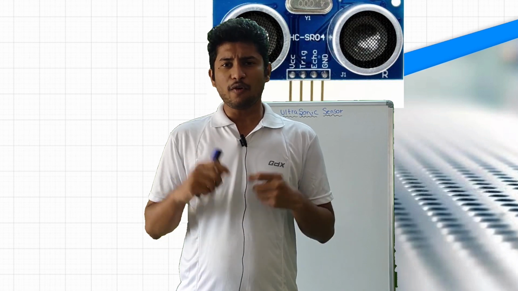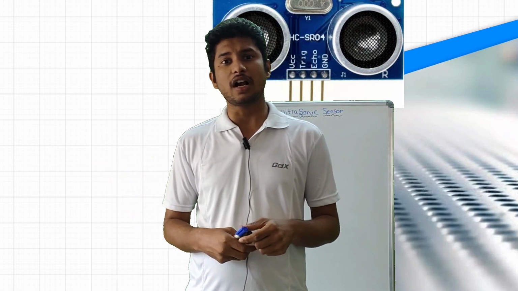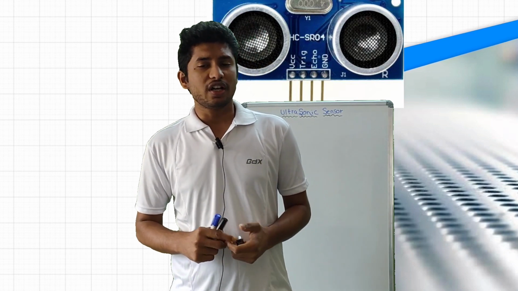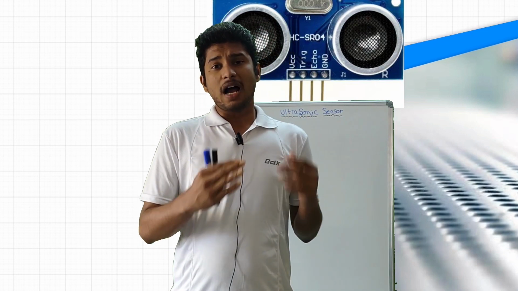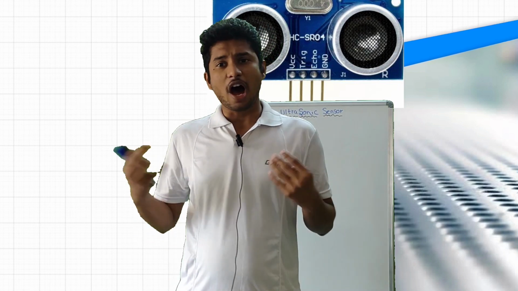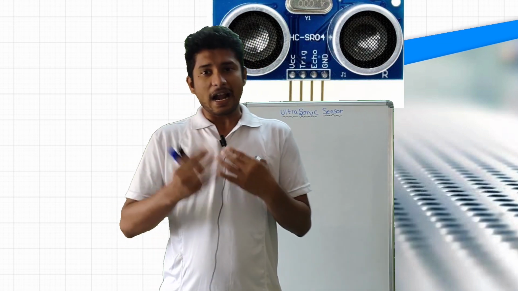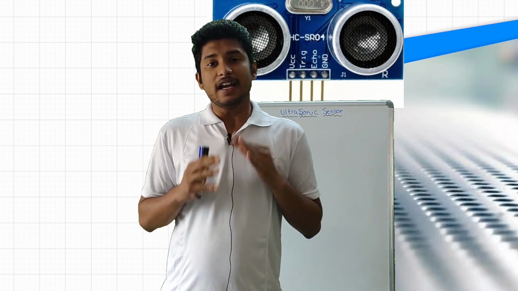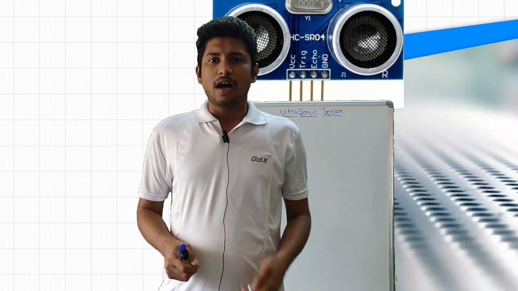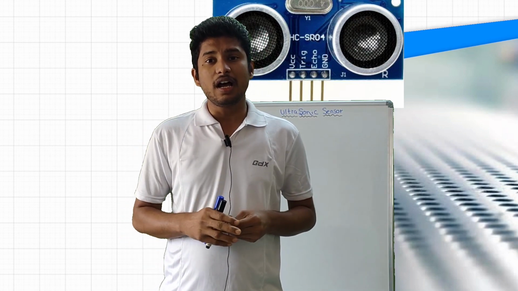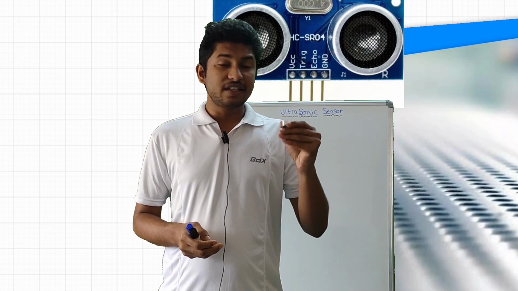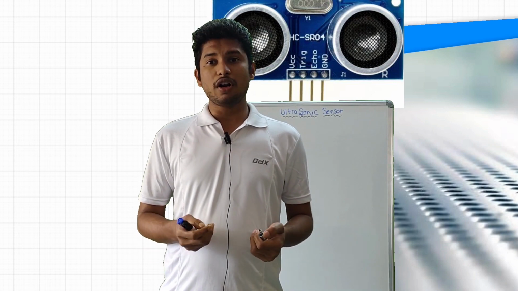Before going to the ultrasonic sensor project, let us know some basics about this sensor. The name ultrasonic sensor comes from its functionality, because it generates ultrasonic sound signals. That's why it is named the ultrasonic sensor. This sensor is compatible with the Arduino IDE. The model number is HC-SR04. This is the model number.